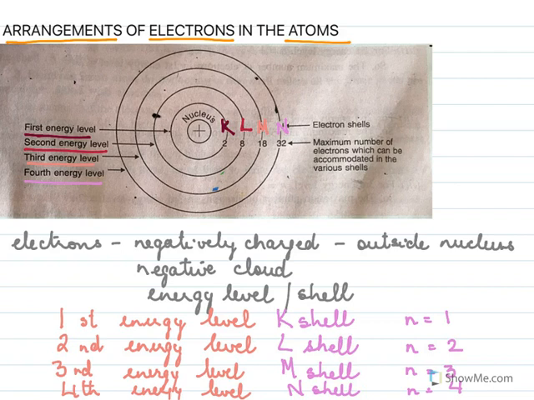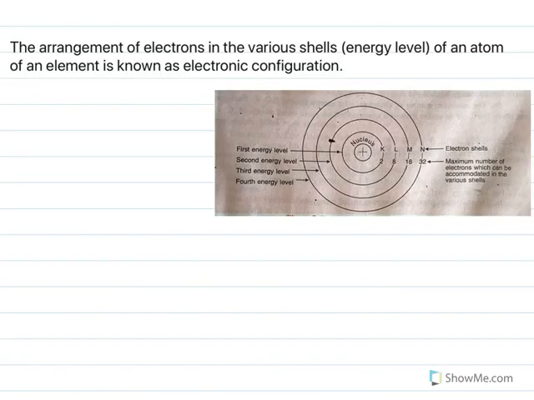So to recap here, electrons are arranged in shells or in energy levels, starting from the lowest close to the nucleus called the K, then the next is the L, then the M and the N shell. We'll now see what we mean by electronic configuration. The arrangement of electrons in the various shells or the energy levels of an atom of an element is known as electronic configuration.